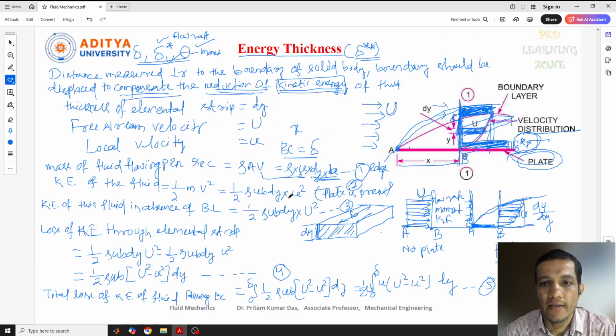So I hope you understand this concept of energy thickness and how it is derived. The only thing is that all these three thicknesses are the same in concept. You only need to remember the definition and change the flow rate, momentum and kinetic energy. Remaining all things are the same.